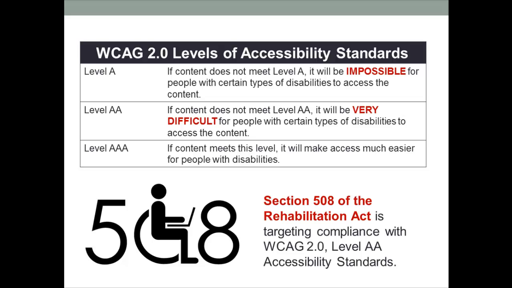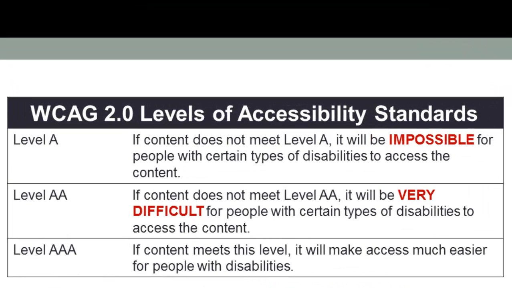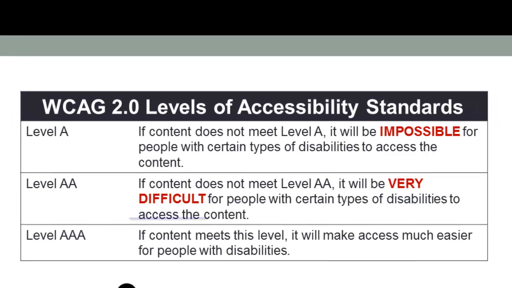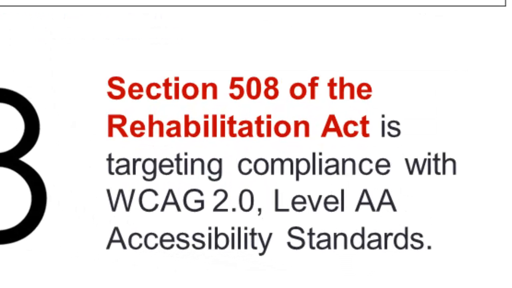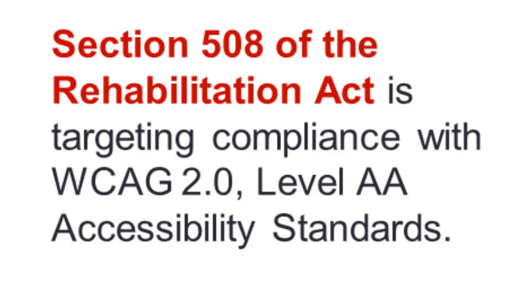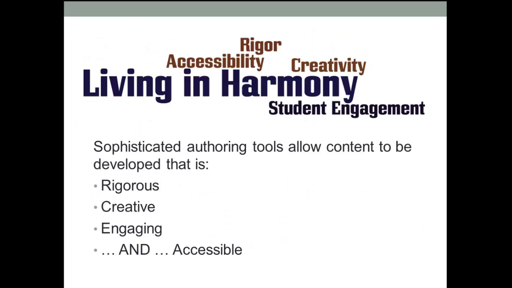The WCAG guidelines are organized into 3 levels: Level A, Level AA, and Level AAA. If content doesn't meet Level A requirements, it will be impossible for people with certain types of disabilities to access it. If content doesn't meet Level AA requirements, it will be very difficult for people with certain types of disabilities to access it. For this reason, the federal government is targeting compliance with WCAG 2.0 Level AA as their standard for Section 508 of the Rehabilitation Act.